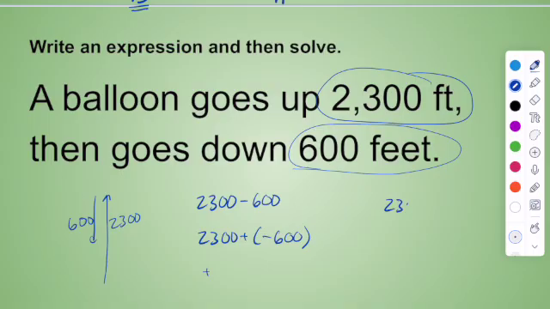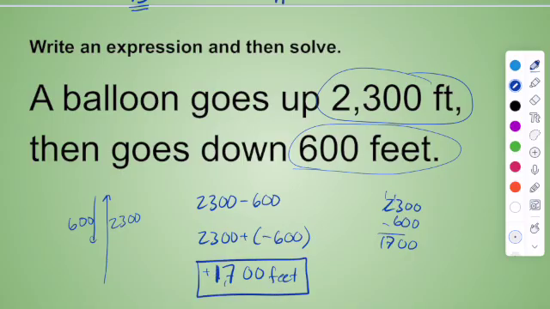To solve this, my answer will be positive, but because one's positive and one's negative, I need to subtract. So I'll do some side math over here. Lots of zeros and regrouping. So my answer will be 1,700 feet is where it stops, at least for now. Probably won't stay there forever, but at this point in the story, that's where it stops. Nice work, keep going, and always show your thinking.